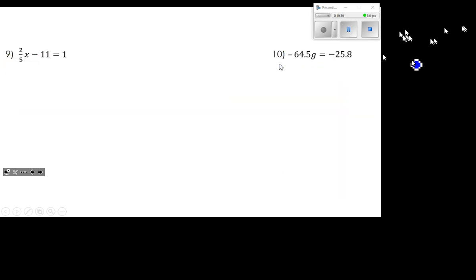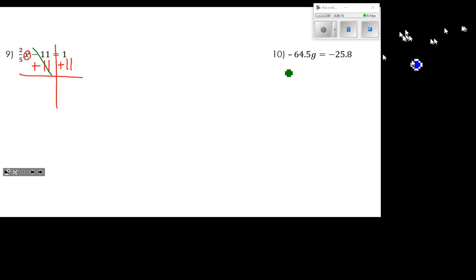Here is problem number 9. We have 2/5 x minus 11 equals 1. So I see a fraction. I know I'm going to have to multiply by the reciprocal at some point, but I'm not going to start with that. I'm going to start with getting rid of minus 11. The inverse operation to minus 11 is plus 11. So plus 11 on both sides. I'm going to cancel this because it equals 0.